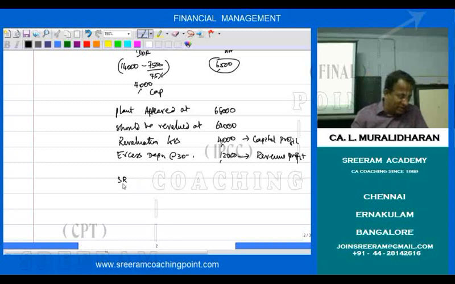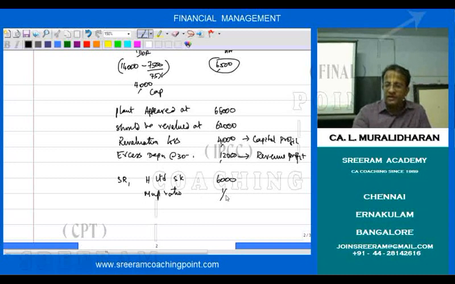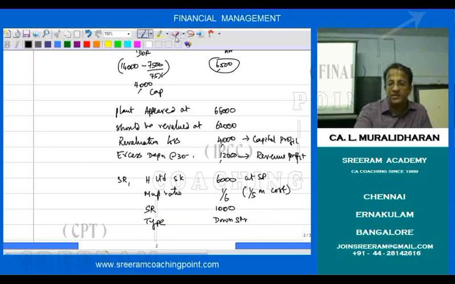Stock of H Limited includes 6,000. So stock reserve number 1. So H Limited stock, how much? 6,000. How much is the markup ratio? 1/6. 1/5 on cost is equal to 1/6 on selling price. So stock reserve 1,000. Type what? Downstream, upstream.